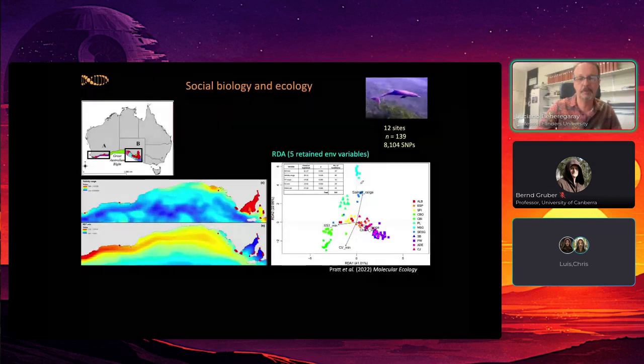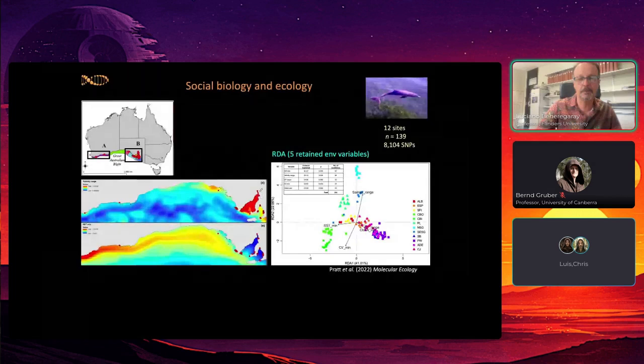So these dolphins in this tone of blue at the top are the dolphins from northern Spencer Gulf that are found in a hypersaline environment. And we are arguing that they are locally adapted to that environment.